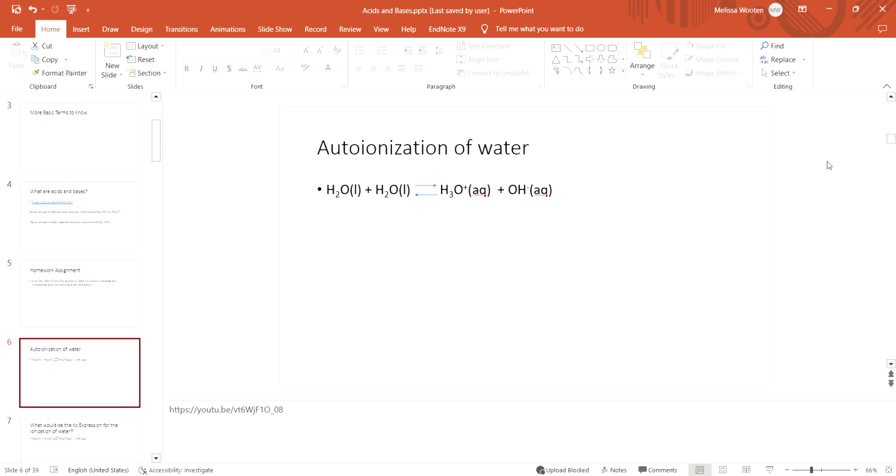So now we're going to talk about the autoionization of water. Here we have two water molecules that break apart into H3O plus, or a hydronium ion, and OH minus, also known as a hydroxide ion. We'll be talking a lot about the autoionization of water because pure water is considered to be the standard for a neutral substance.